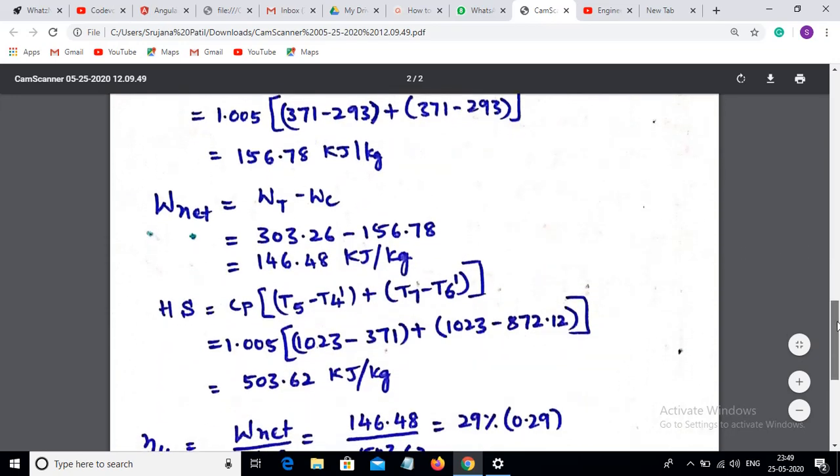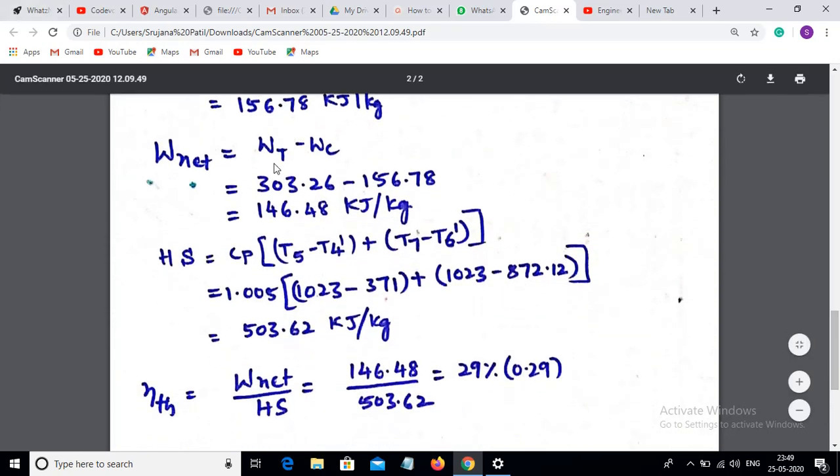So W net is equal to turbine work minus compressor work. So this is the turbine work and this is the compressor work. We obtained 146.48 kilojoules per kg. Heat supplied. There are two combustion chambers. Cp into, in the first combustion, (T5 minus T4 dash) plus, in the second combustion chamber, (T7 minus T6 dash). Substituting the values, we obtain 503.62 kilojoules per kg.